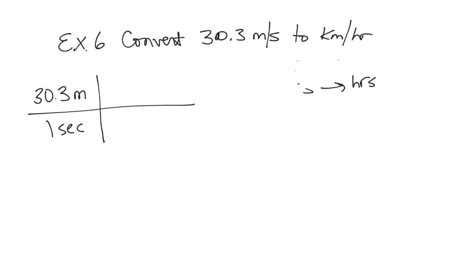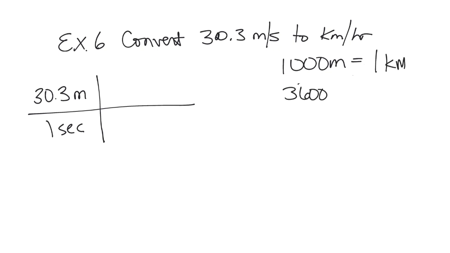But that's what we're doing. So we got to figure out conversion factors so that I know that there are 1,000 meters in 1 kilometer. And I also know there's 3,600 seconds in 1 hour. So those are the 2 conversion factors we're going to use. And it doesn't matter which one we do first or which one we do second, as long as we put them in the right spot. Because in the end, kilometers have to be on top, hours have to be on bottom.